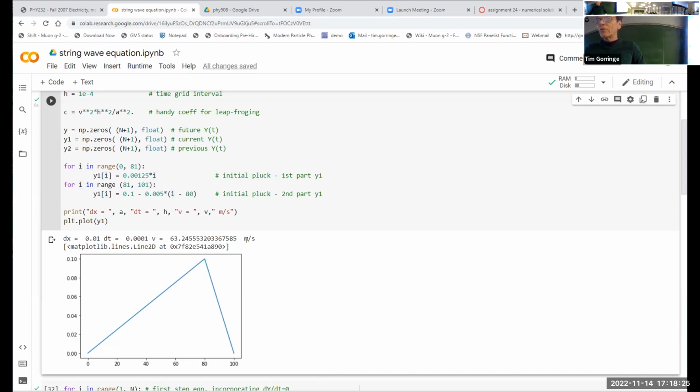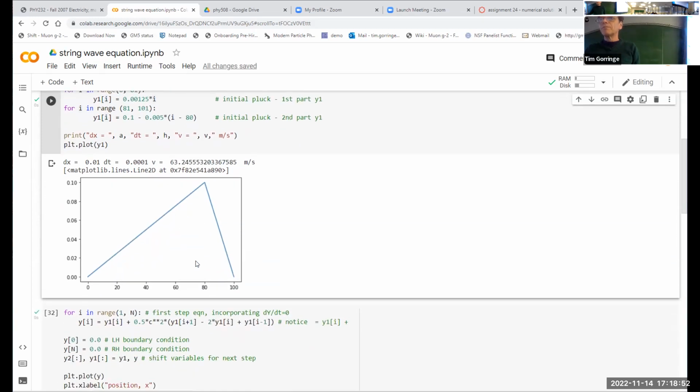I also printed out the speed, based on the square root of the tension divided by the linear mass density. So there's 63 meters per second. So if you think this is a meter-long string, the wave is going to travel the length of the string in some small fraction of a second. It's going to travel roughly 60 meters per second. Okay.